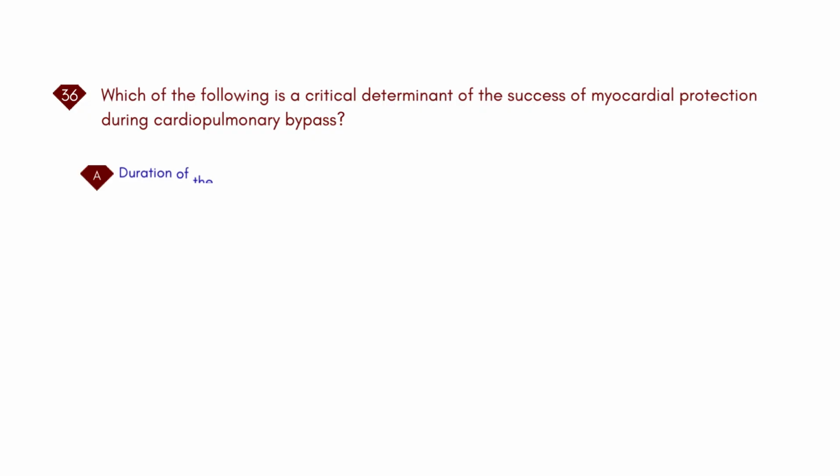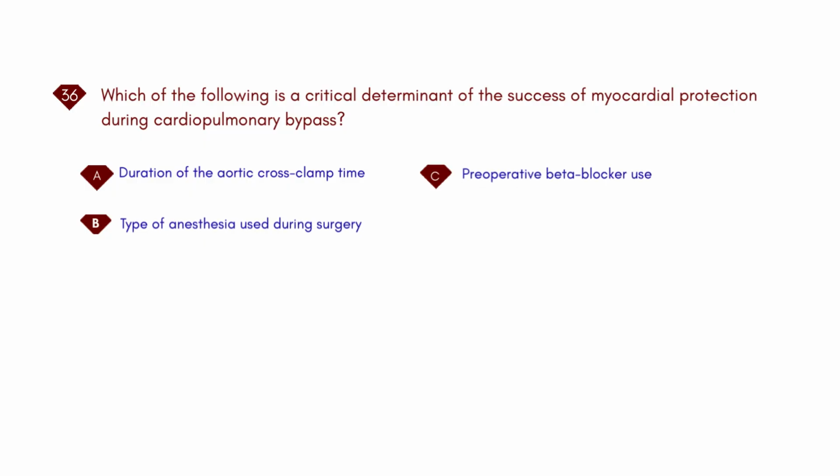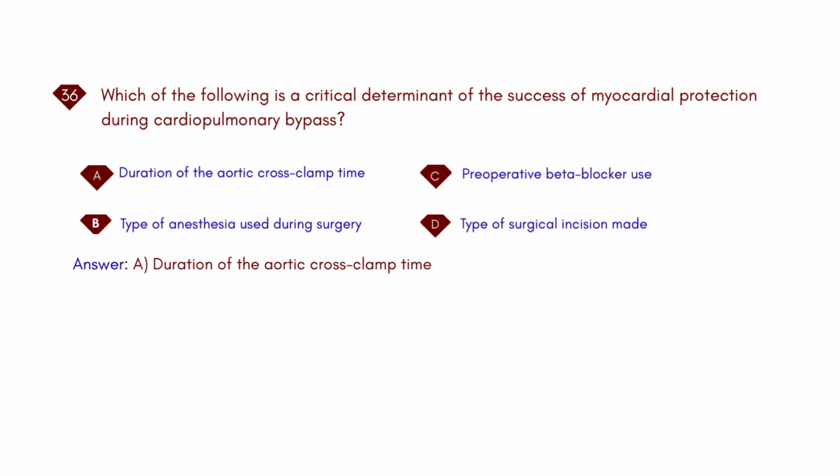Which of the following is a critical determinant of the success of myocardial protection during cardiopulmonary bypass? A. Duration of the aortic cross-clamp time. B. Type of anesthesia used during surgery. C. Preoperative beta blocker use. D. Type of surgical incision made. Answer: A. Duration of the aortic cross-clamp time.